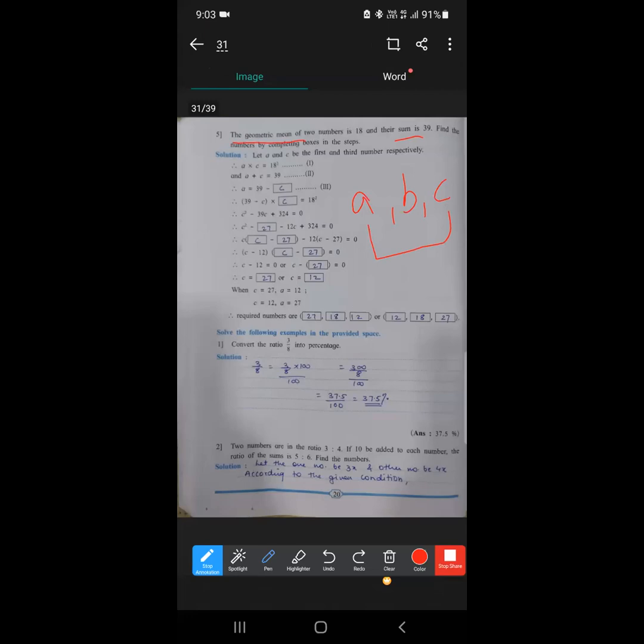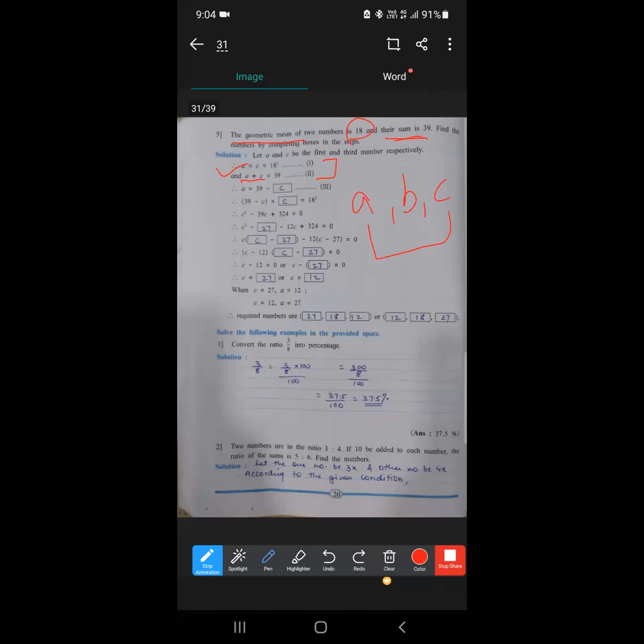So as per condition 1, a into c is equal to 18 square, because the geometric mean of the two numbers is 18. The second condition is that the sum, the addition of the two numbers, is 39. Already we have taken a and c, so a plus c is equal to 39. With the help of these two conditions, we need to complete the solution.